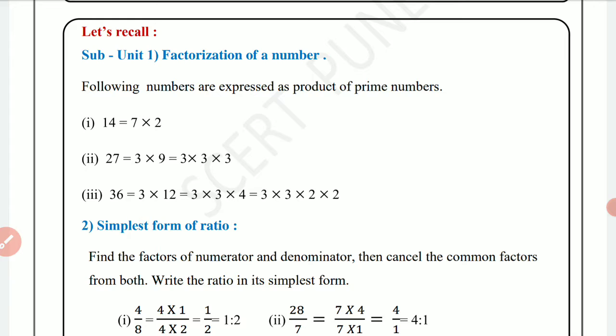Next one is 36. 36 is equal to 3 into 12 and 12 is equal to 3 into 4. 4 is equal to 2 into 2. That is, 36 has the factors 3, 3, 2 and 2. These are the 4 factors of 36.